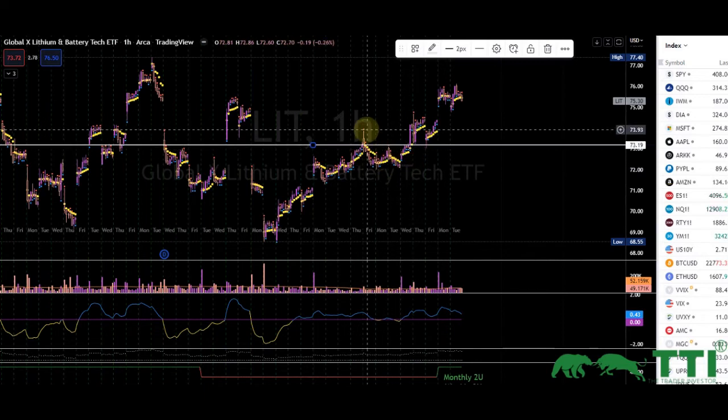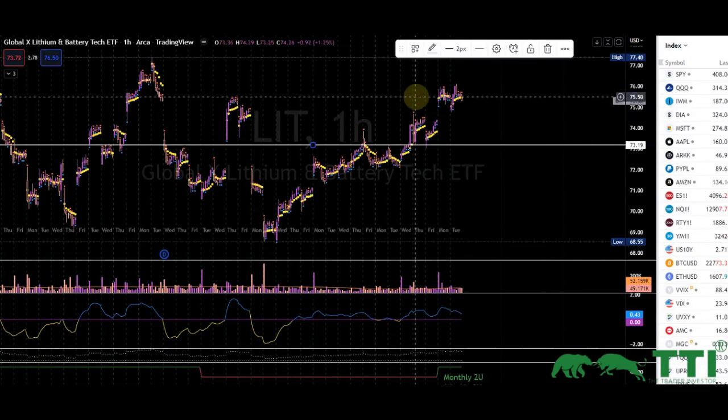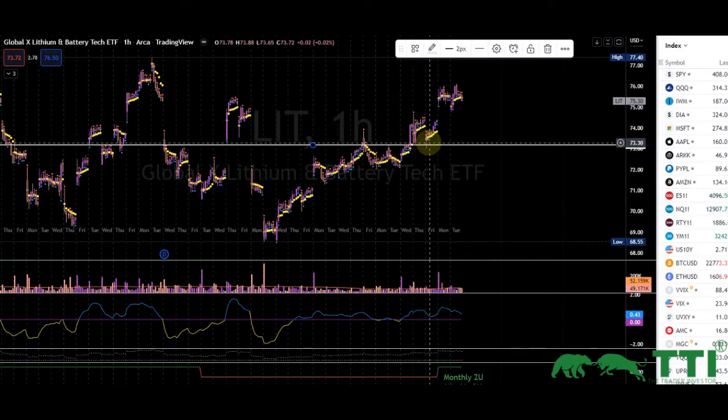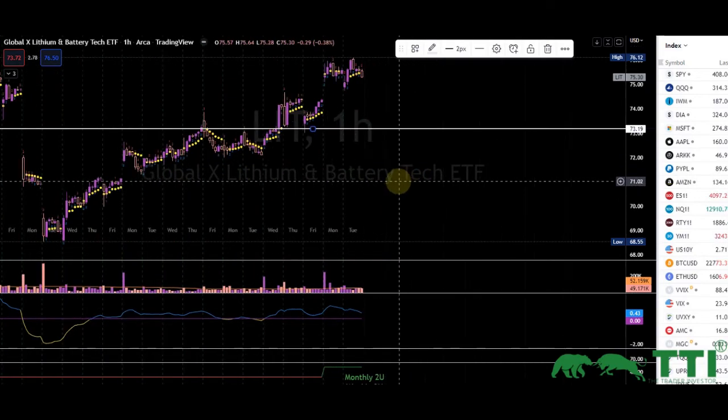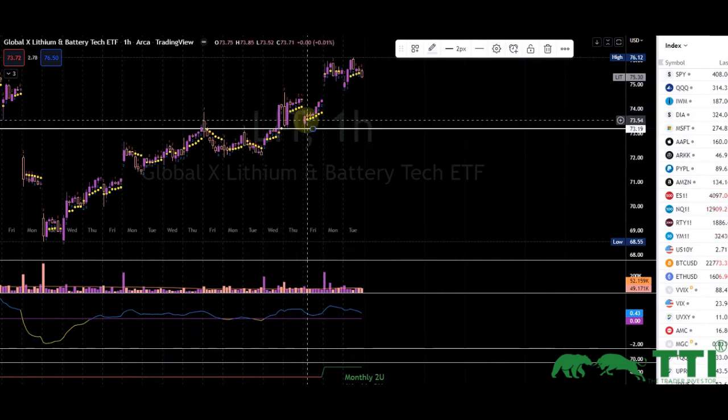It blows through it, but then it collapsed. But this time it blows through it, then it held as support. Actually, twice it held as support. So from here, you can say, you know what? Here I'm comfortable to enter. Here I'm comfortable to enter.